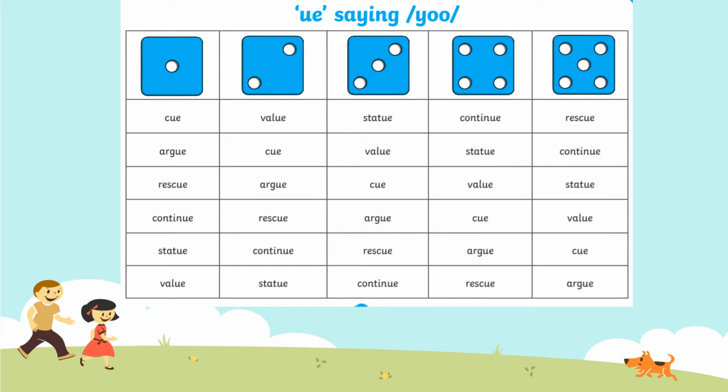Great work. Okay, we're going to go through some of the words that you could have used, but rather than me just showing you them, you can play the dice game again. Now remember, if you've got a dice, you roll the dice and you read the words. So if you rolled the number 1, you would read cue, argue, rescue, continue, statue and value. All of these have got that U sound, the U and the E making the U sound. If you don't have a dice, you just pick a number and you decide which ones you're going to read. So have a go at that now and then press play.